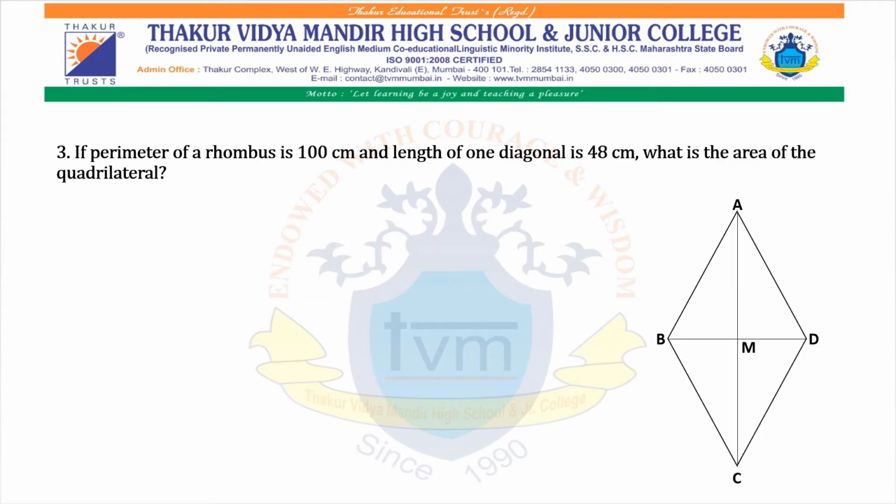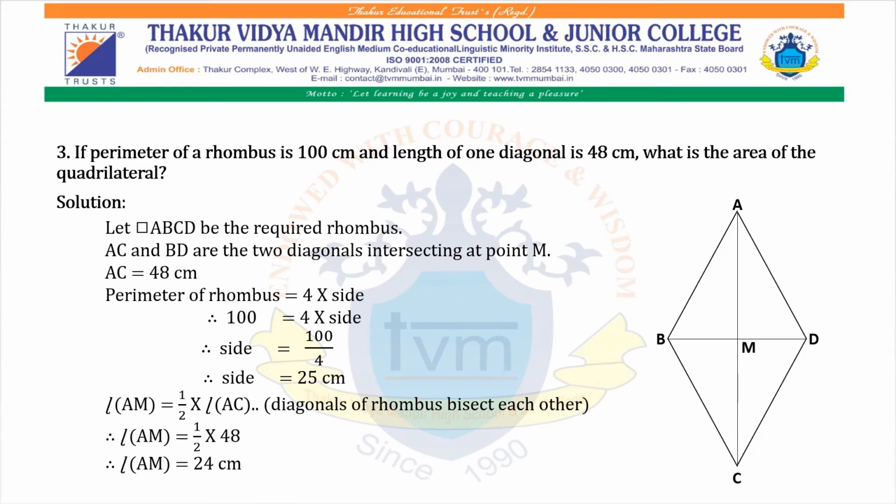Question 3. If the perimeter of a rhombus is 100 centimeters and the length of one diagonal is 48 centimeters, what is the area of the quadrilateral? Solution. Let quadrilateral ABCD be the required rhombus. AC and BD are the two diagonals intersecting at point M. AC is equal to 48 centimeters. Perimeter of rhombus is equal to 4 into side, so 100 is equal to 4 into side. Therefore, side is equal to 100 upon 4. Therefore, side is equal to 25 centimeters.